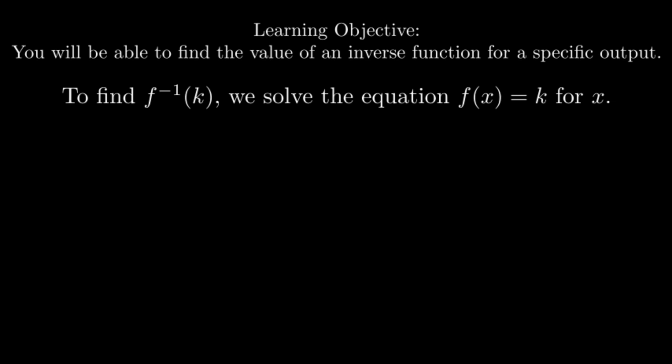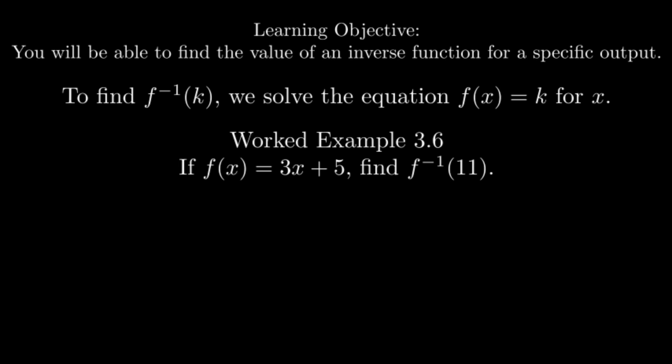So the strategy is simple. To find f inverse of k, we set our original function f of x equal to k, and then we solve that equation for x. The value of x we find is the answer. Let's walk through an example. Suppose we have the function f of x equals 3x plus 5, and we want to find f inverse of 11. Following our strategy, we are looking for the x value that makes f of x equal to 11.